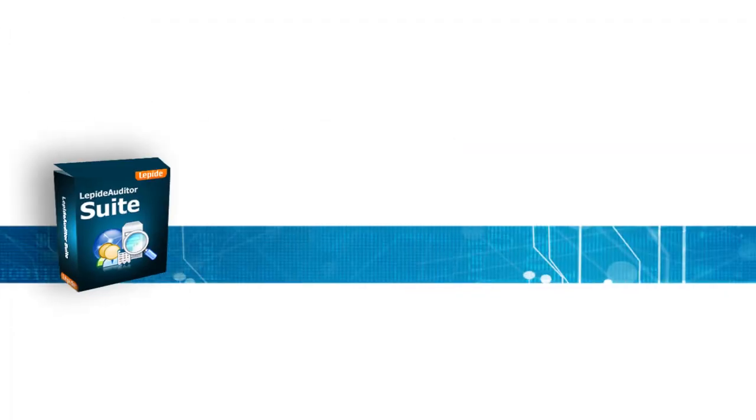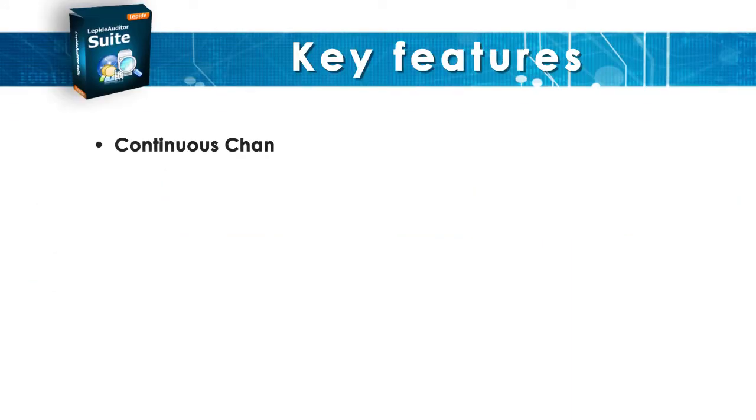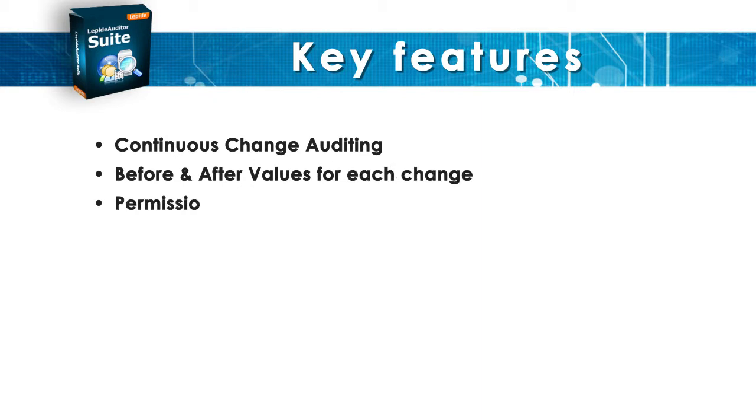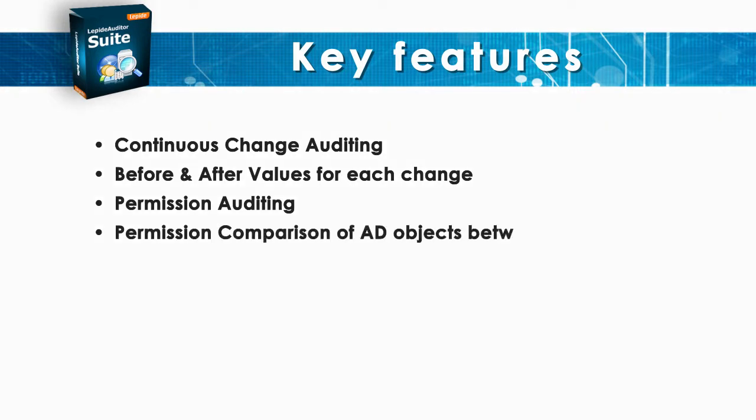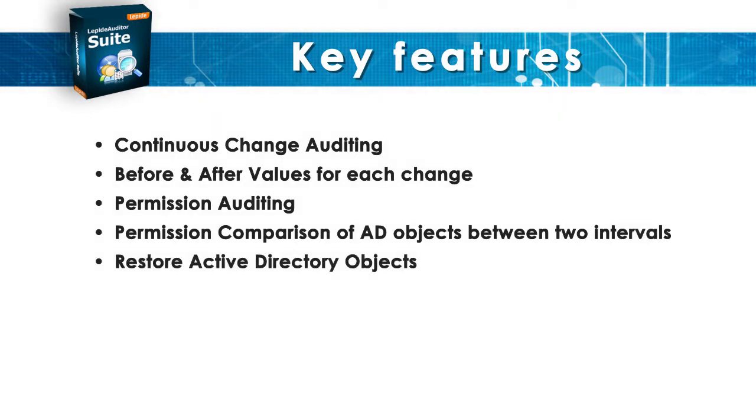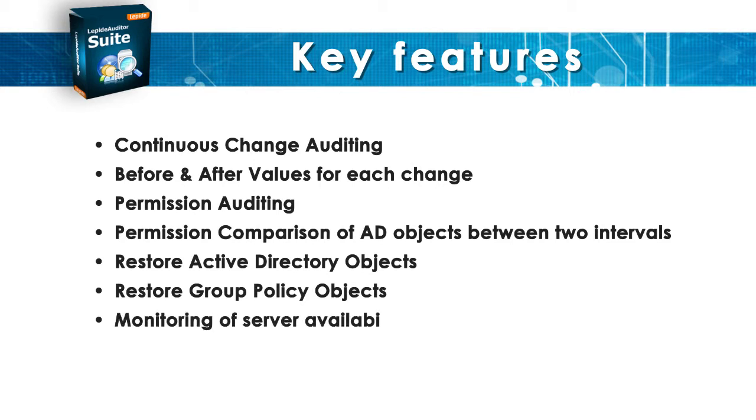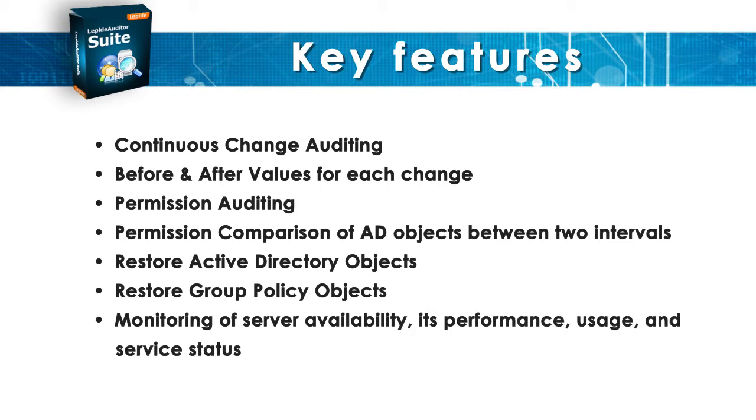Key features of this product are continuous change auditing to bring out the before and after value of every change, permission auditing to bring out any change in permission of users and groups, comparison of permissions of Active Directory objects between two time intervals, restore of modified or deleted objects and permissions in Active Directory, complete or selective restoration of modified group policies, and monitoring of server availability, resource usage, performance counters, and status of critical services.